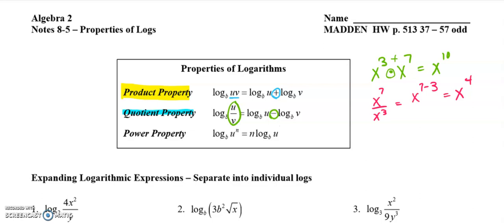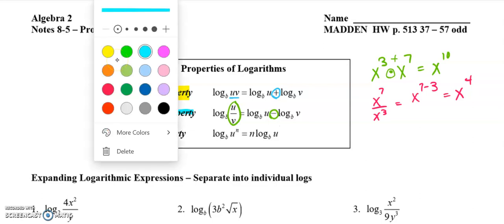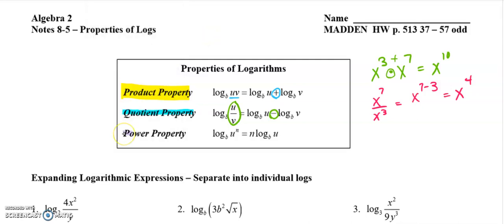And then the third property is the power property. The power property says if we have an exponent involved, we multiply by the exponent. Kind of like when we have a power to a power, what do we end up doing? We end up multiplying those. So when we have that exponent up there, we take that exponent n, drop it out front and make it n times the log.